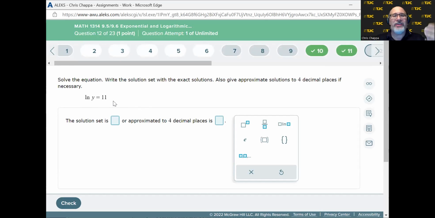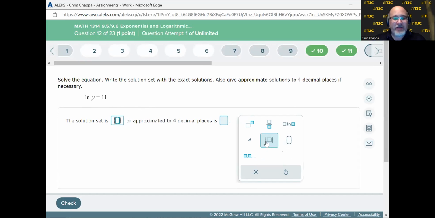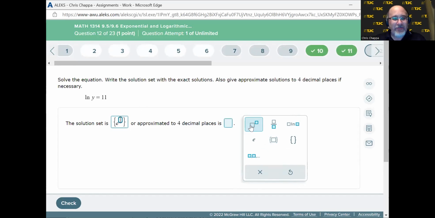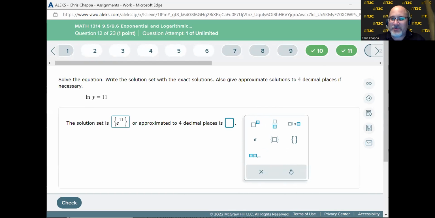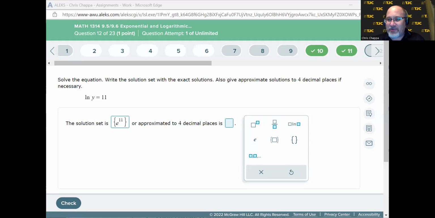So we'd have e to the 11th power equals y, which means the solution set, and I guess I'll type it in braces, would be e to the 11th power, or approximated to 4 decimal places. Well, if I take e and raise it to the 11th power, where's my e to the button? There it is.